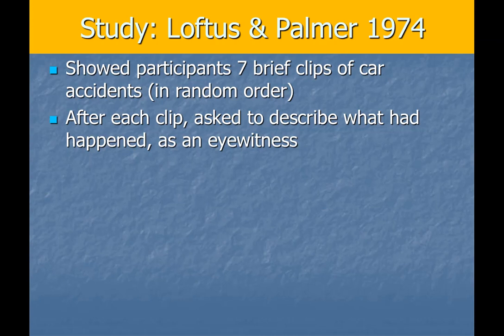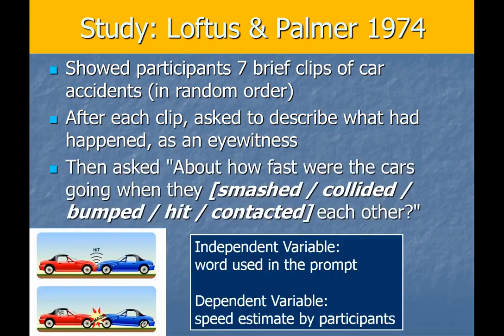In this case, what Loftus and her colleague did was show participants some clips of car accidents. So just really brief, short clips where some car accidents would happen. And of course, they randomized the order of these being shown. After each clip, they asked the participants what had happened. Basically, pretend you're an eyewitness, that you had just seen this happen in front of you. Describe to me what happened.